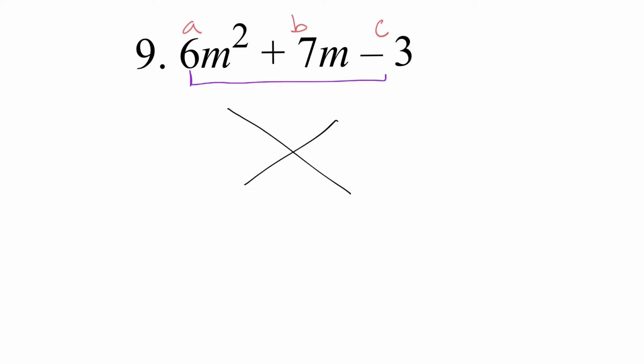6 times -3, that'll be -18. b is 7, positive 7. So now we have to find those two factors that will multiply to -18, and they add up to 7. Now, a trick is if the top number is negative, that means one of the factors has to be negative, and just make sure that they do combine to positive 7.